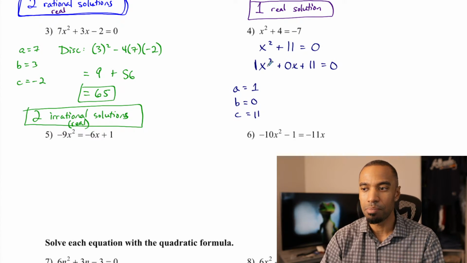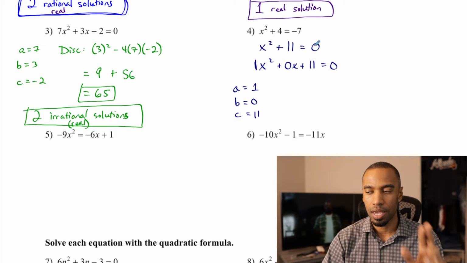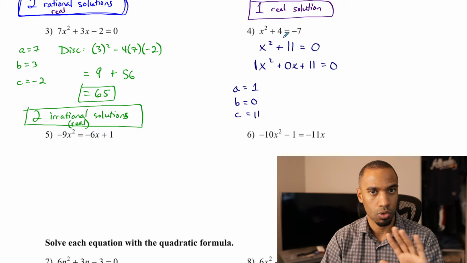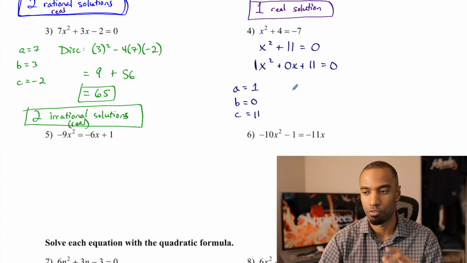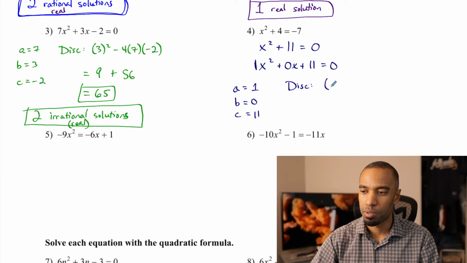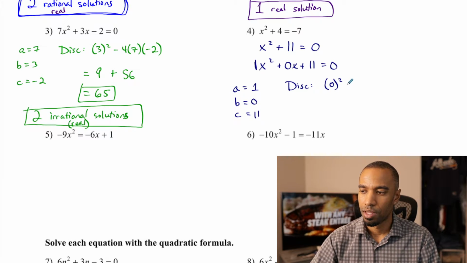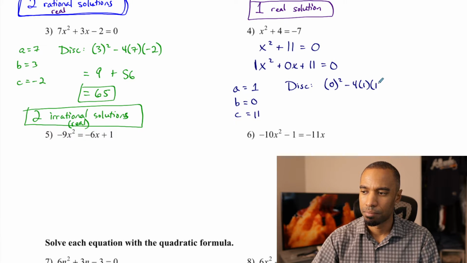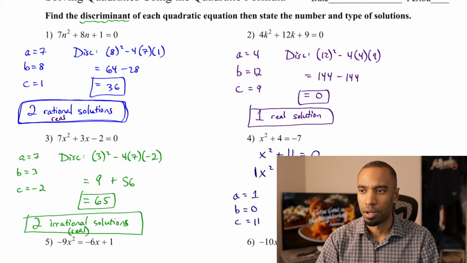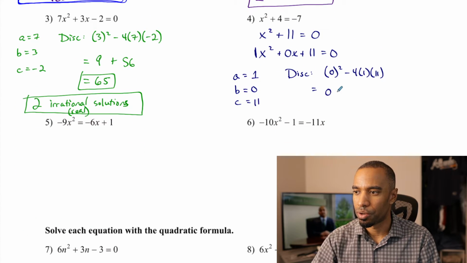But you don't know A, B, and C until or unless you get it set equal to 0. If it's set equal to negative 7, forget about it. You're not using quadratic formula or discriminant stuff. Make sure you first identify that. But our discriminant here, let's take a look at this one. This will be B squared minus 4AC, like that. And that'll be... hold on, I'm checking something. Okay, and that'll be 0 minus 44, which is negative 44.